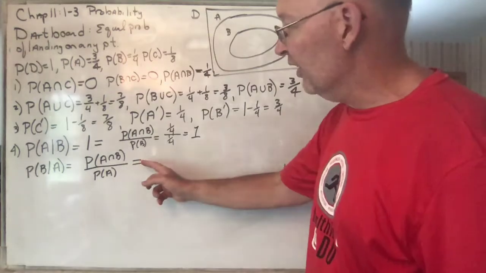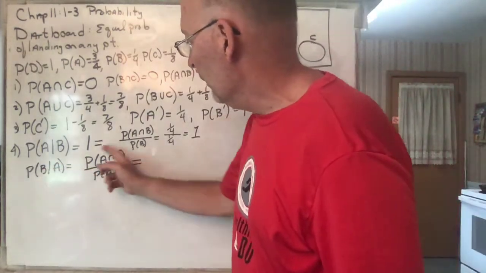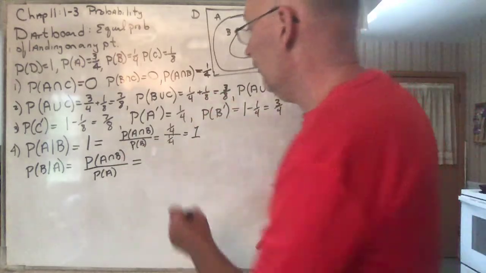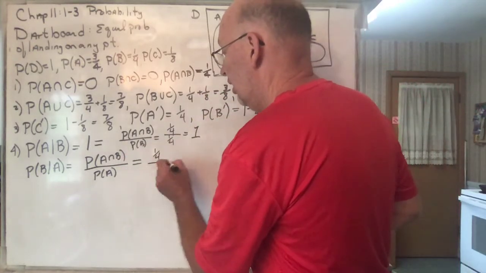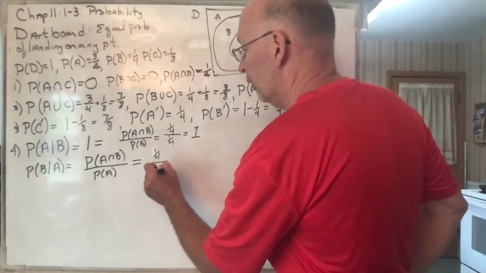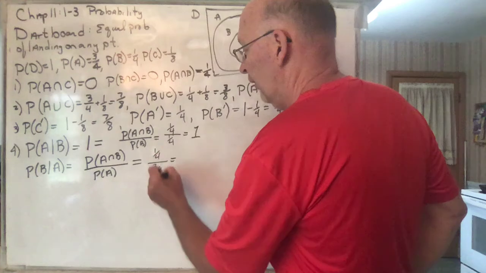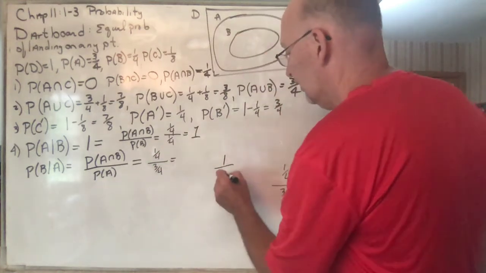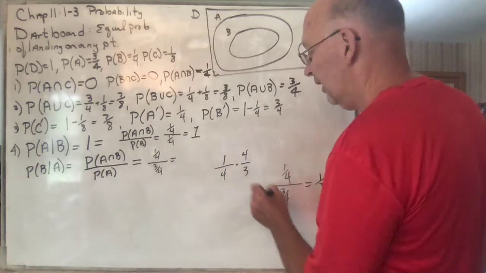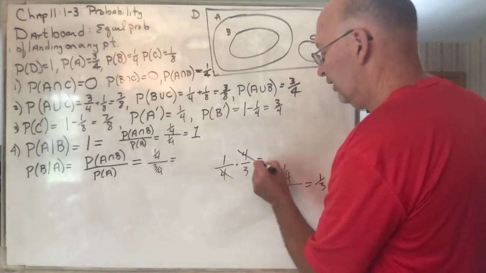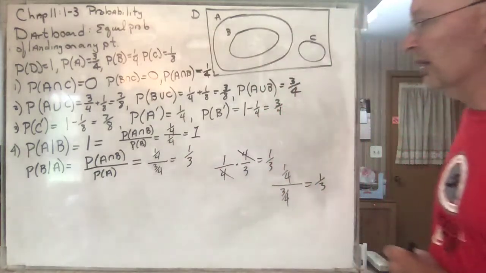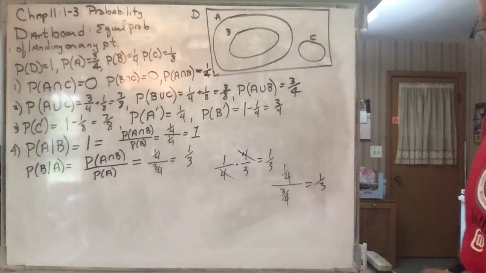If you do this one, you say what? You want the probability that they both happened, which means you're in both of them. That's 1/4. You divide that by the probability of A. Probability of A is 3/4. And so 1/4 divided by 3/4, remember how you deal with rational numbers? You flip it over and multiply. You can cancel those and you get 1/3. That's going to be 1/3. Okay? So that's the idea.